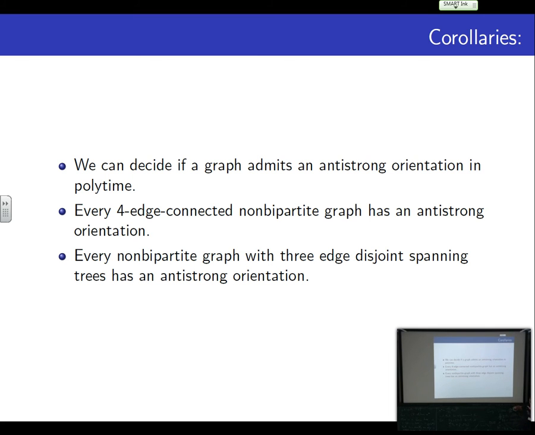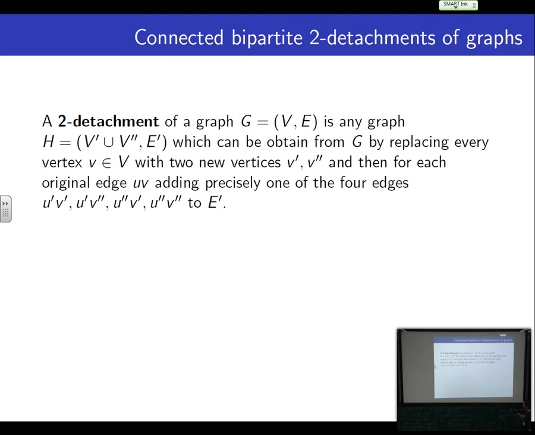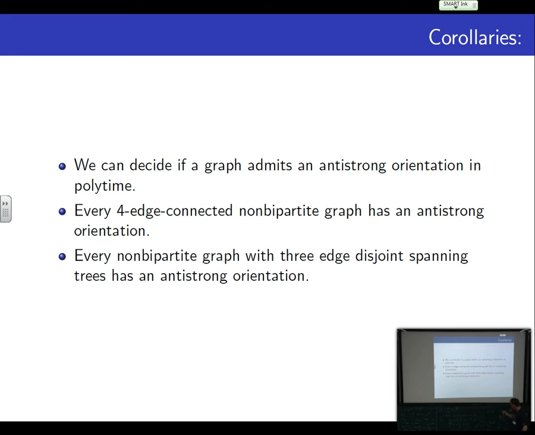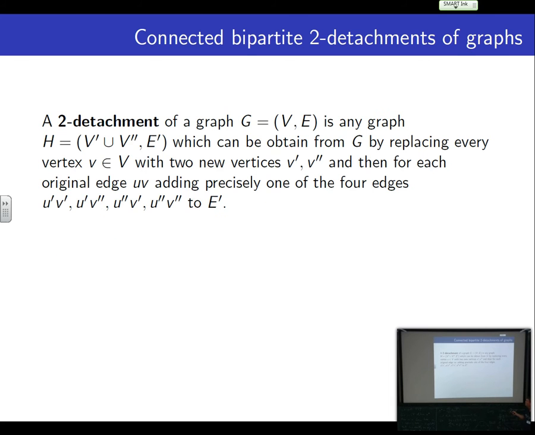Now you have one thing and you have the other thing. You do the orientation and you're done. So this is nice. Now look here, this is what I found was quite nice, that this has something to do with a completely different looking topic, namely detachments.